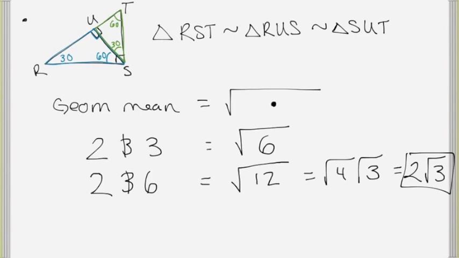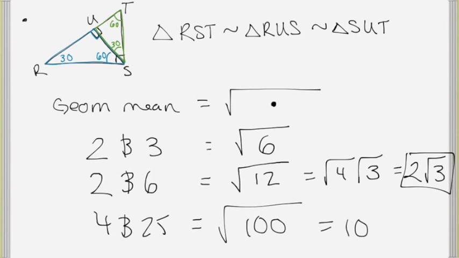Last one of this type, geometric mean of 4 and 25. Give us the square root of 100, which is 10. That's actually a perfect square itself. We just want to take that square root and get 10. Okay? Questions on geometric mean?